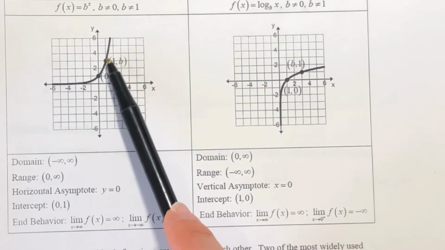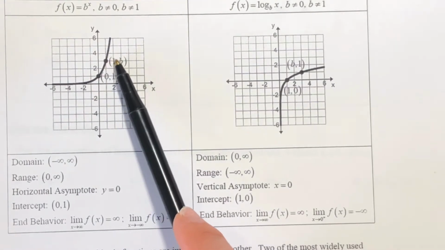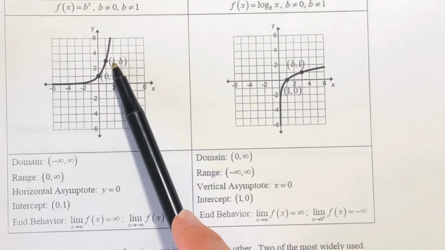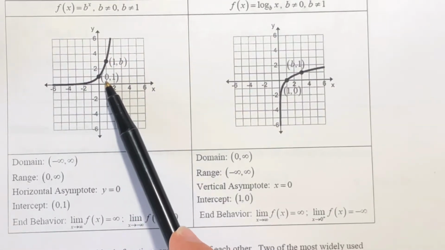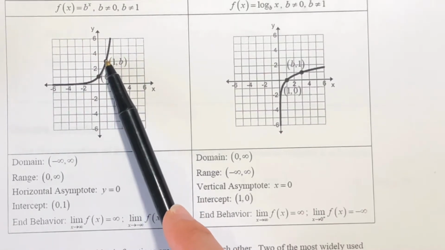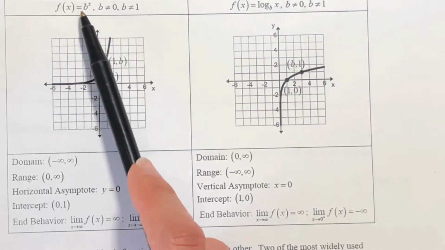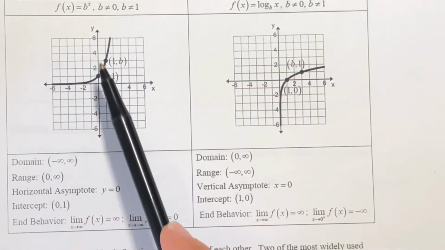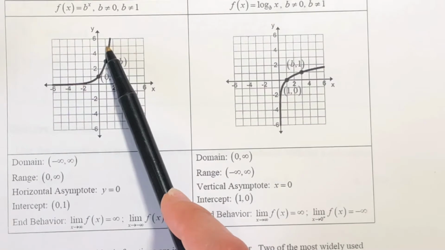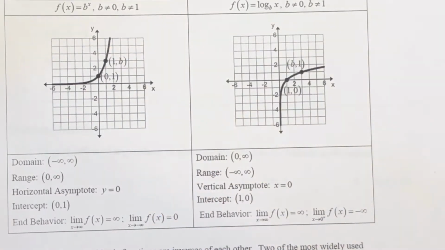And then a second point we can use to help us graph is (1, b). So at x = 1, if I go over 1, it will always be whatever the base is high. So like on this one, it's going through 3. That would mean this equation would be 3 to the power of x. If it was 4 to the power of x, then this point would be going through 4. If it was 5 to the power of x, then this point would be going through 5. So that's another way you can help learn to graph it.